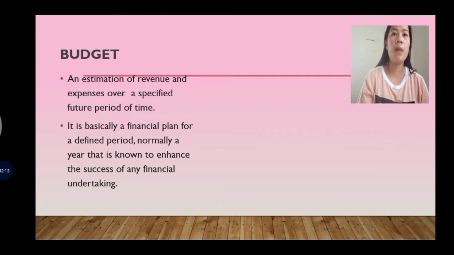So budget is a future spending plan based on income and expenses. So when you are going to budget, you should also make sure that it is within the capacity of your income to avoid overspending. So in short, it is an estimate of how much money a business can make and how much to spend over a certain period of time.